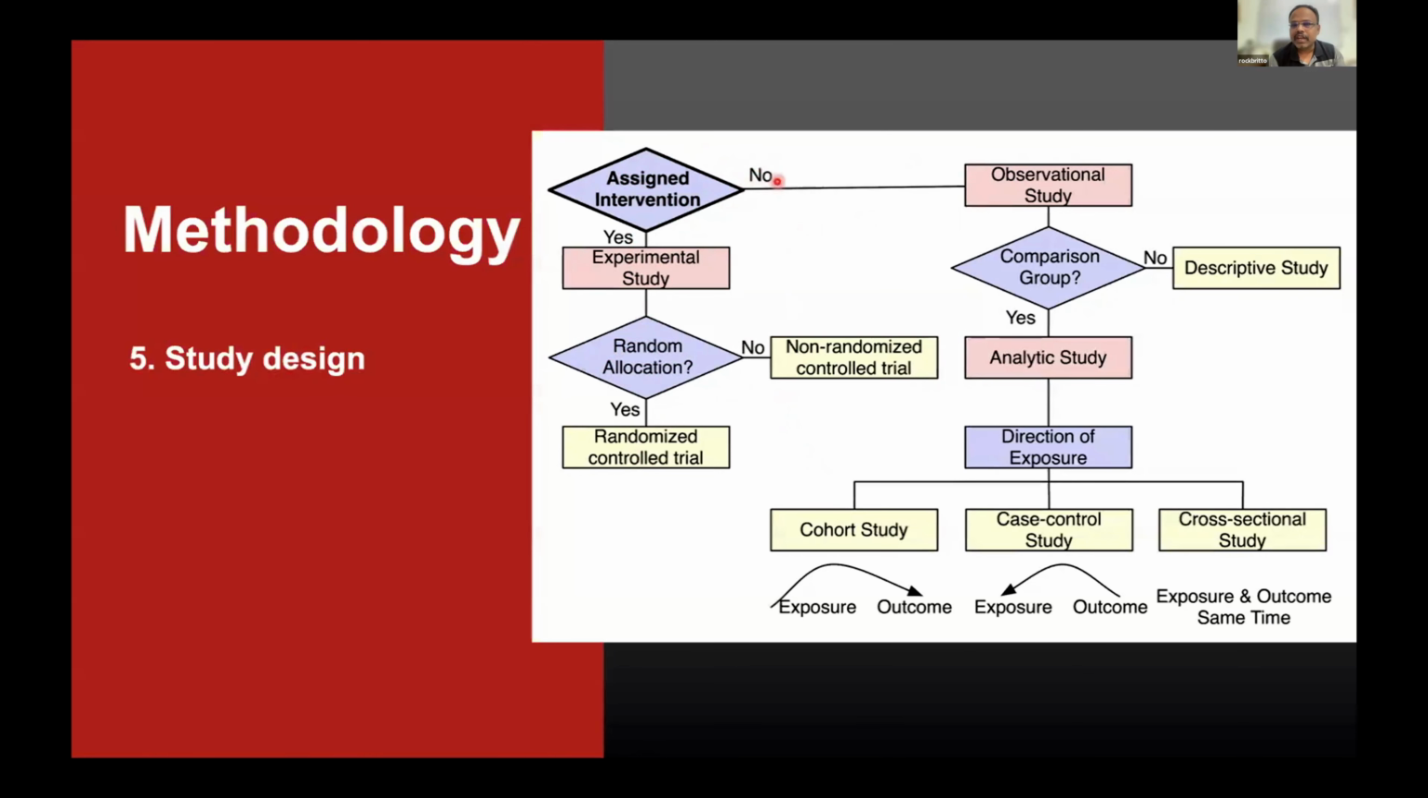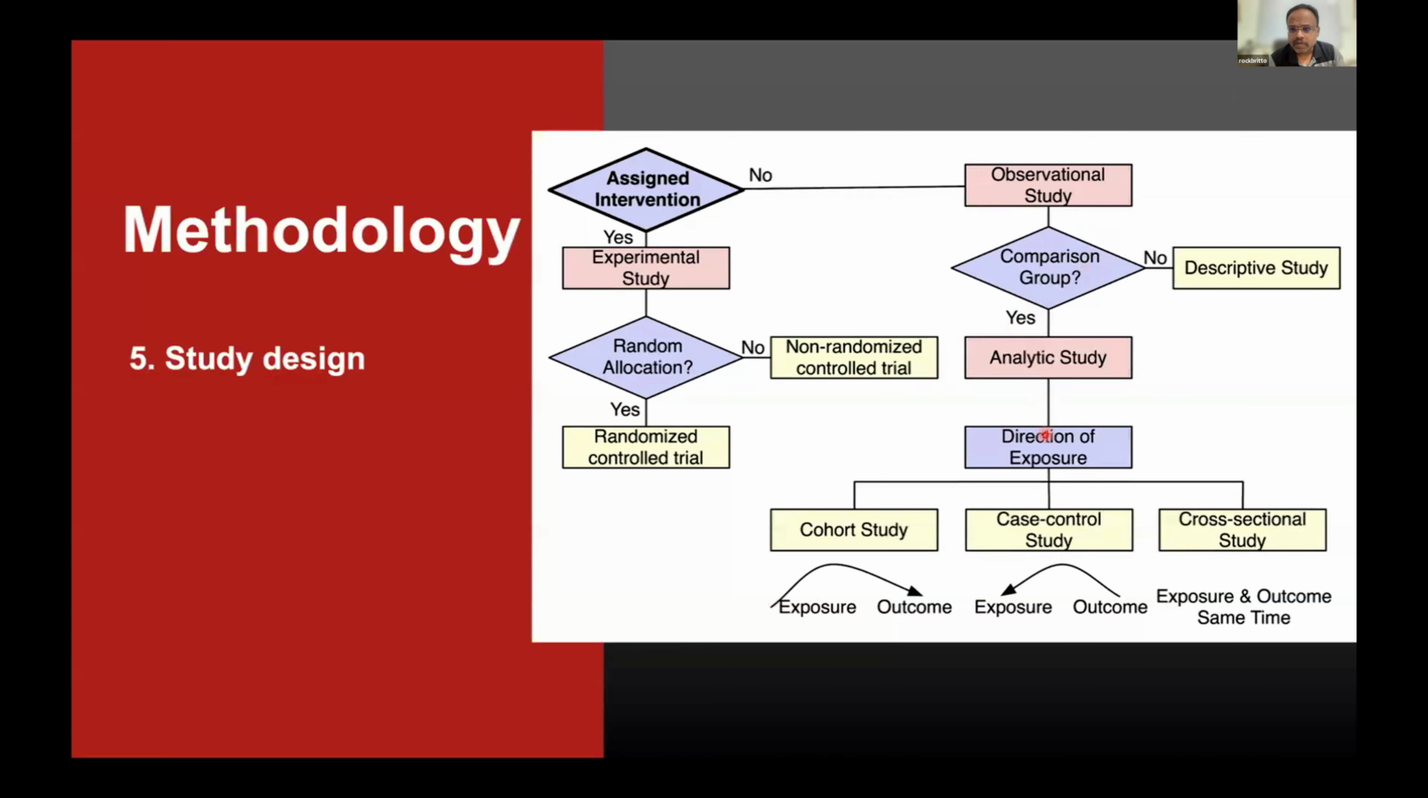If you don't assign any intervention, that is an observational study. If you have a comparison group, that is an analytical study. If you don't have a comparison group, that is a descriptive study. All your ecological studies and case series come under this descriptive study. If you have a comparison group, that is an analytical study.